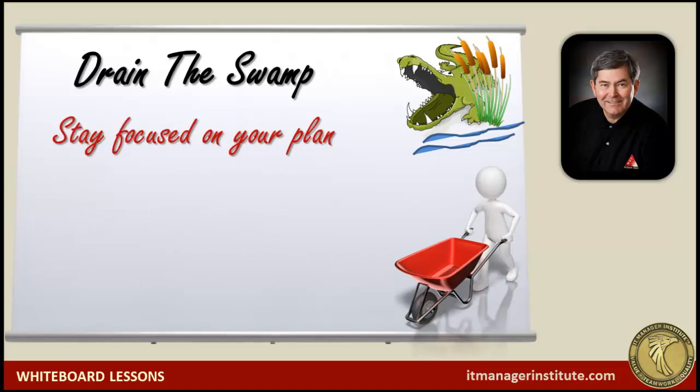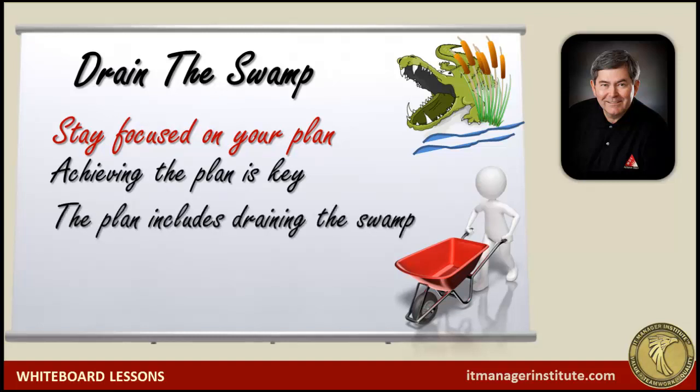Stay focused on your plan, the objectives. Achieving the plan is the key. The plan should include draining the swamp. So maybe you've got a lot of issues that you need to address. Maybe there's certain types of objectives your company wants to achieve and so on. Well, the plan needs to include those. But if you've got a chaotic support organization that's caused by a lot of problems, you also want to include draining the swamp or attacking some of the sources of these problems.